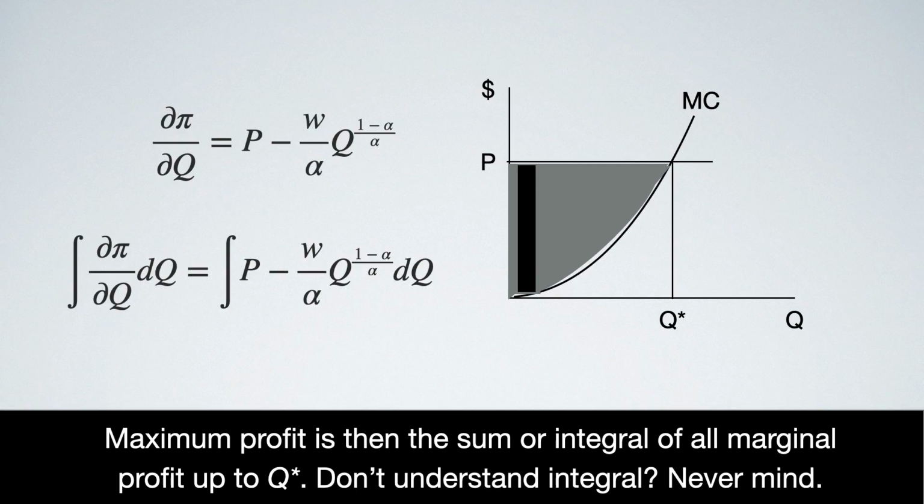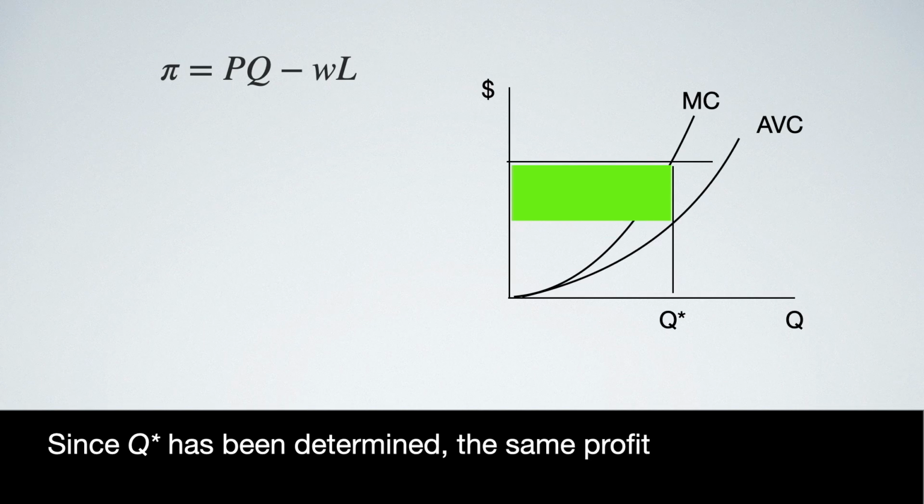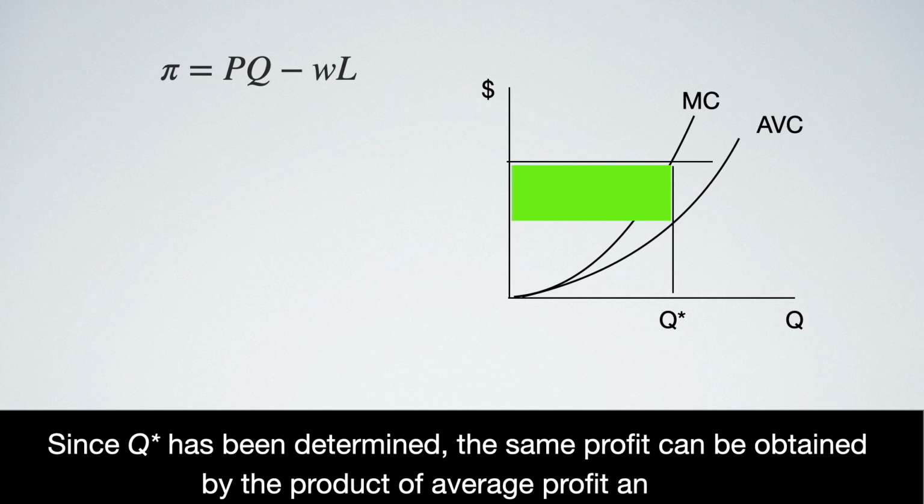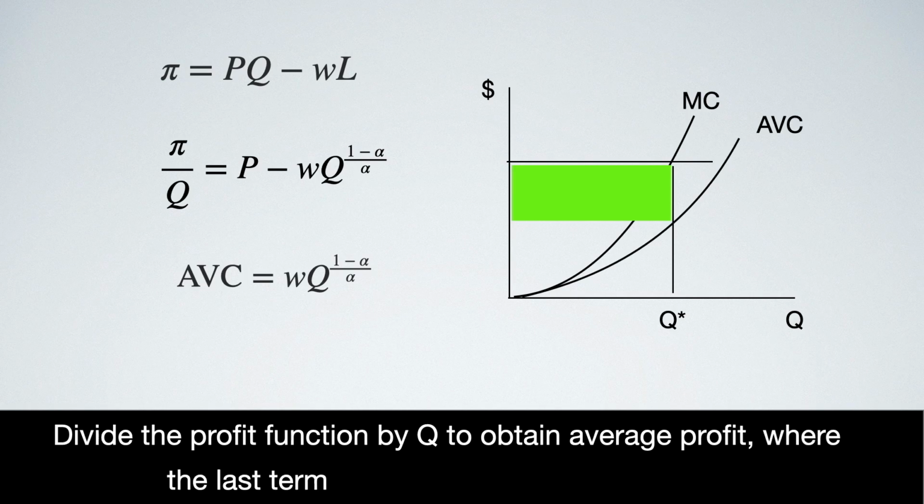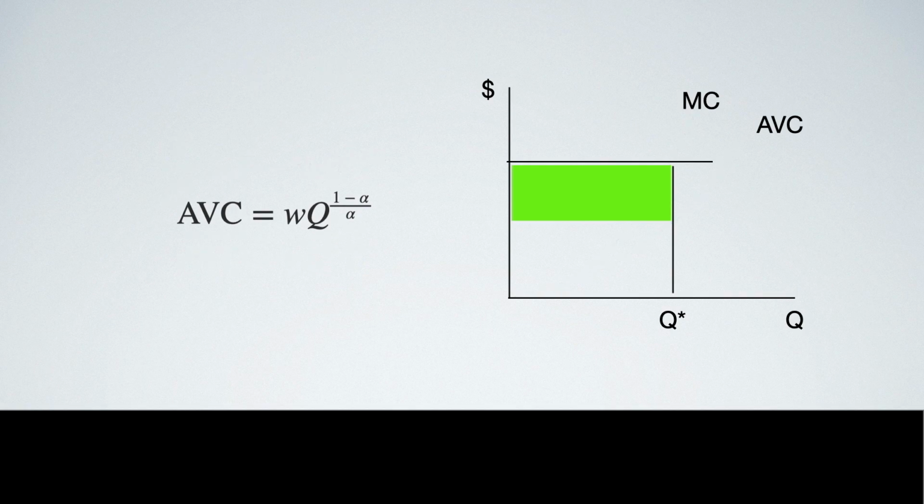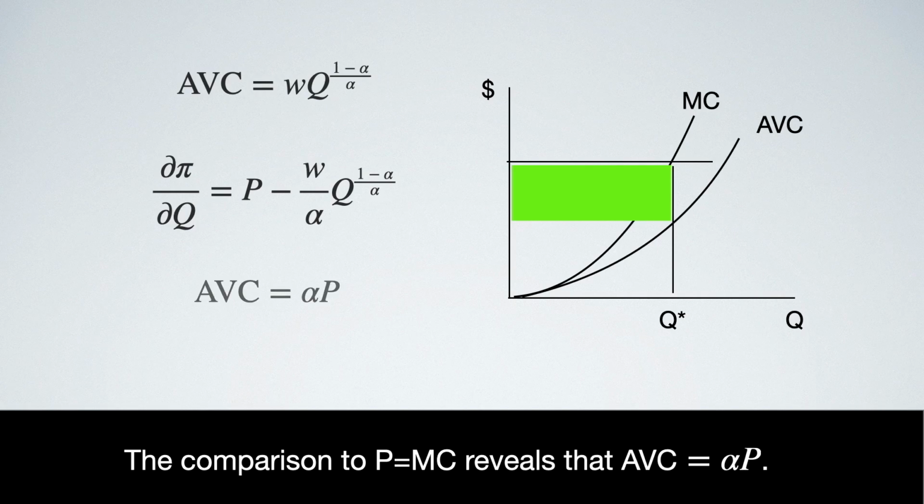Don't understand integral? Never mind. Since Q star has been determined, the same profit can be obtained by the product of average profit and Q star. Divide the profit function by Q to obtain average profit, where the last term is average variable cost. The comparison to P equals MC reveals that AVC equals alpha P.